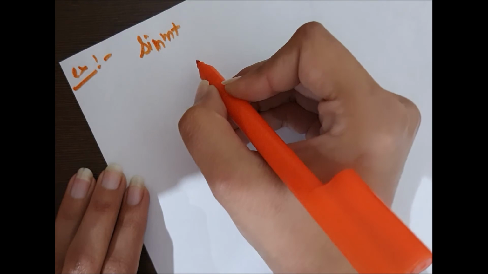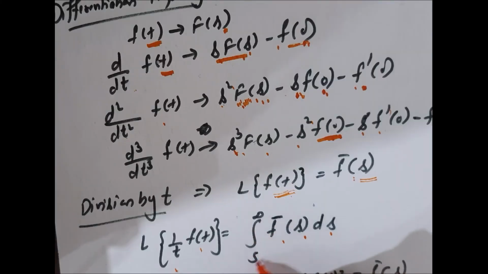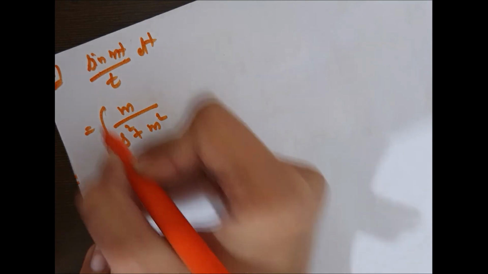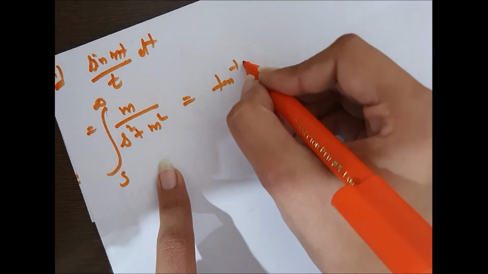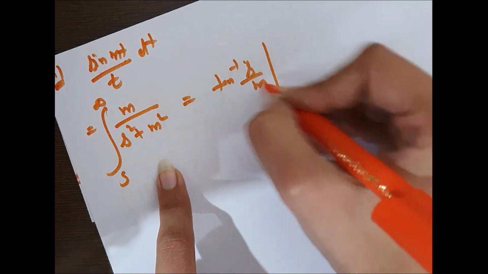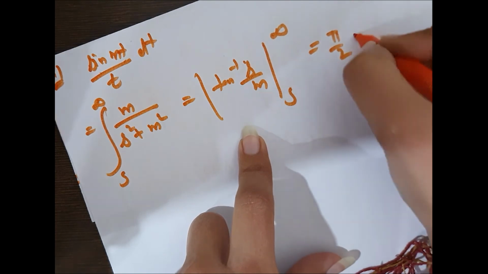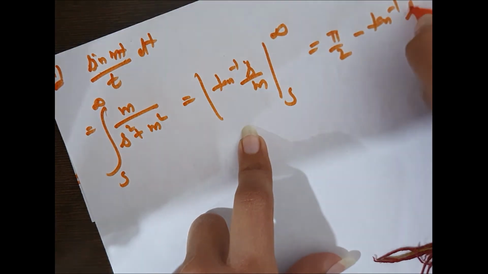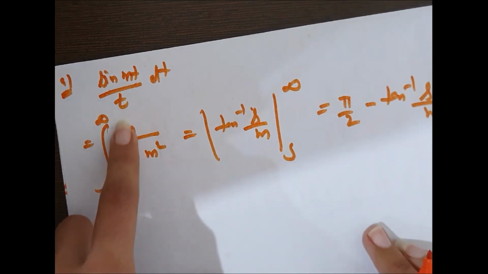Example, sin mt upon t. Now Laplace of sin mt is this, and due to this t, now integrate it from s to infinity. This will come out to be tan inverse s by m, from s to infinity. Tan inverse infinity is pi by 2 minus tan inverse s by m. This comes out to be the solution of this.